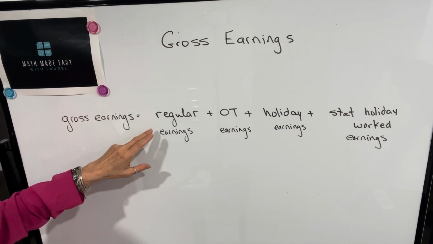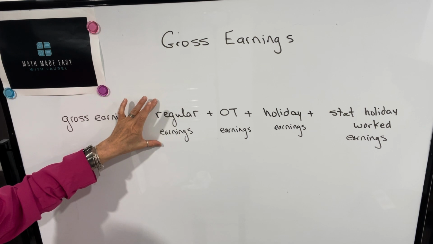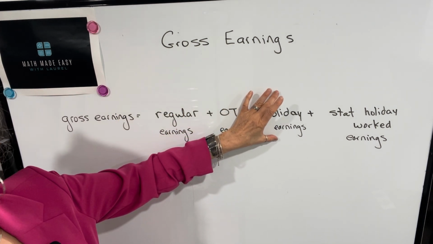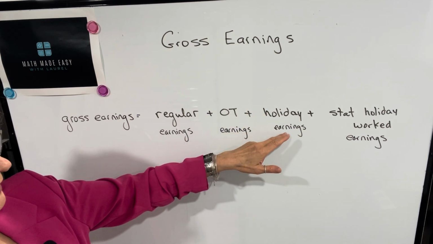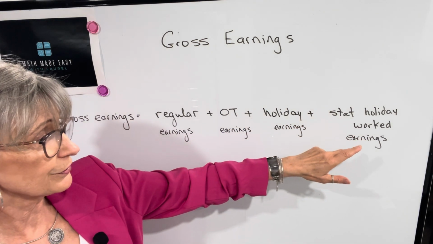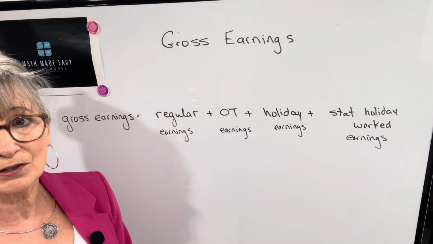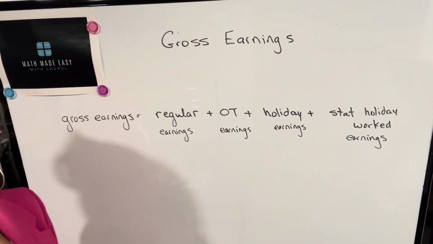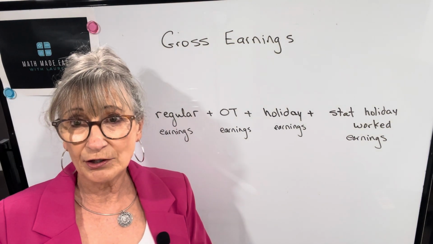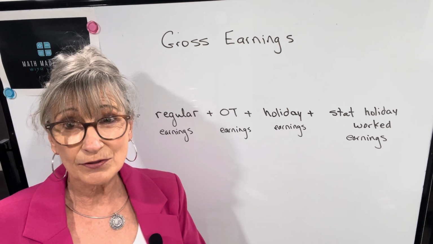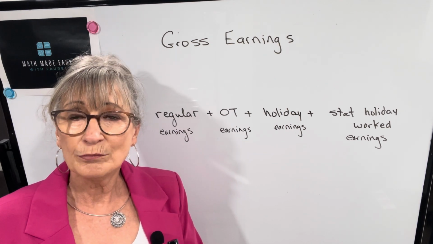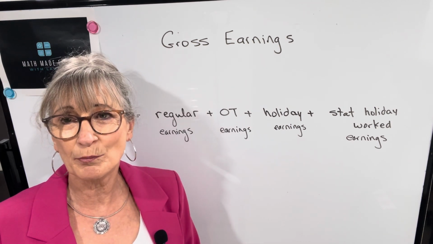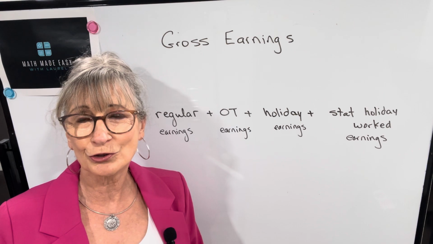And the way you calculate it is you add up a number of things: the regular earnings, overtime earnings, holiday earnings if there was a stat holiday in that pay period, plus stat holiday worked earnings if you happen to work on that stat holiday. There are different ways that people are paid or receive regular earnings. It could be an hourly rate, it could be an annual salary, it could be commission, and there's different types of commissions, or it could be piecework. So we'll take a look at a variety of examples just to see the different situations that people might encounter when calculating their total earnings.